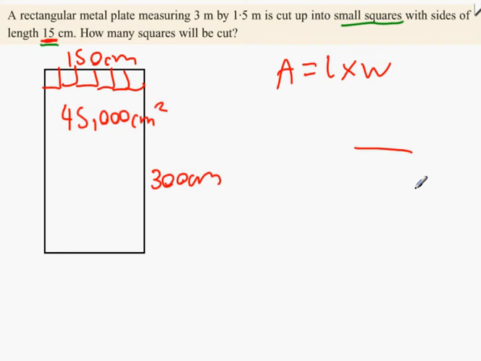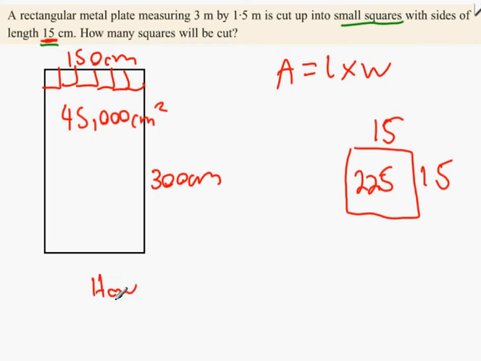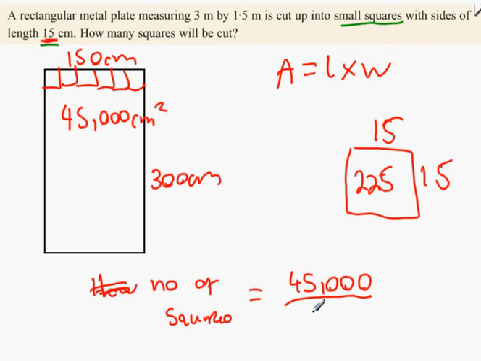Now lads, what's the area of one slab? It's 15 by 15, which is going to be 225. How many squares will we get? How do you find that out? Divide 45,000, and you get 200.